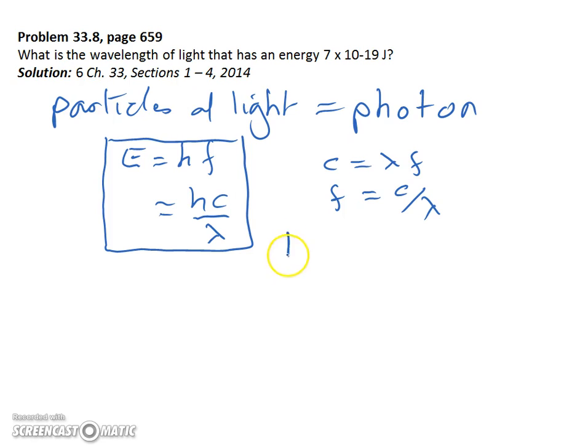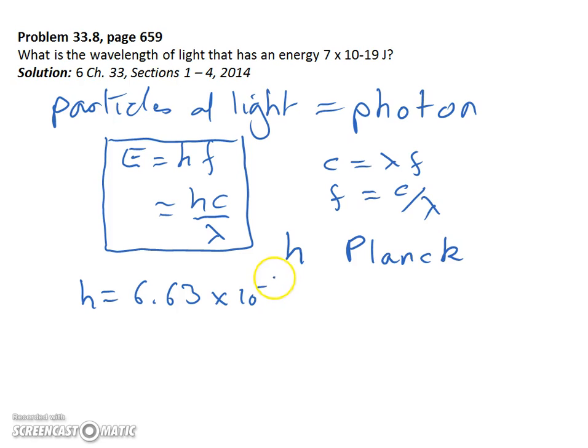What is h? H is a number with units called Planck's constant. Planck was a German physicist who first discovered this constant by considering blackbody radiation. And if you want to know about blackbody radiation, a Google search or Wikipedia will prove very informative. So h is called Planck's constant, and h has the numerical value, to three significant figures, 6.63 times 10 to the minus 34 joules times second, which is called a joule second.